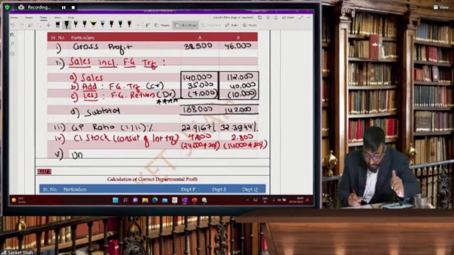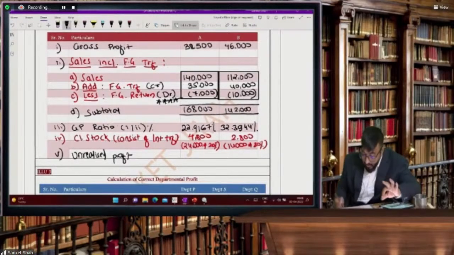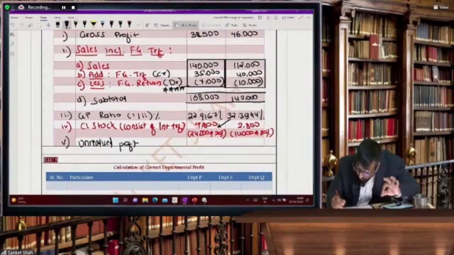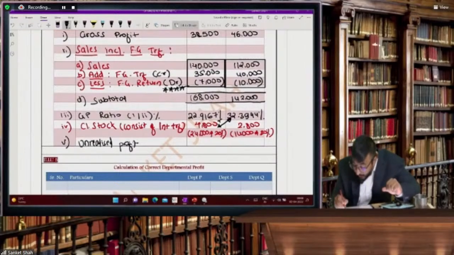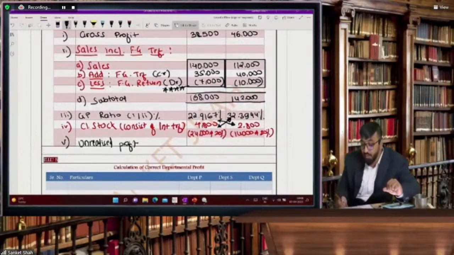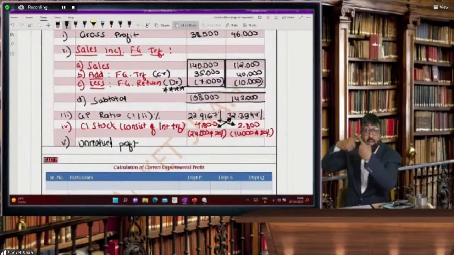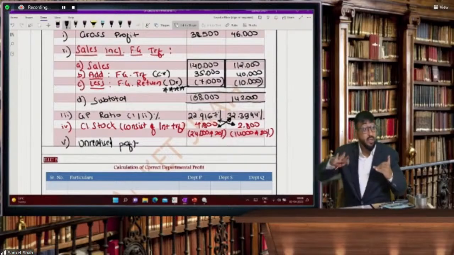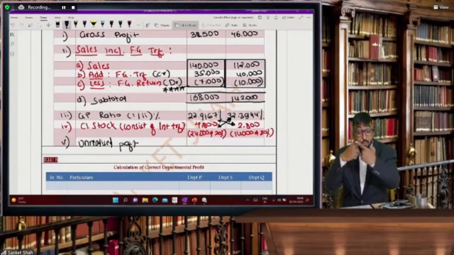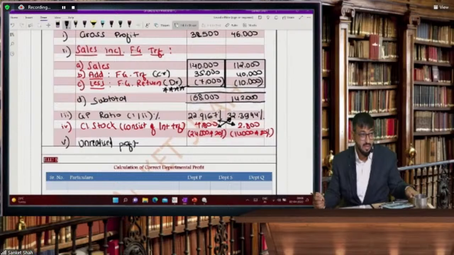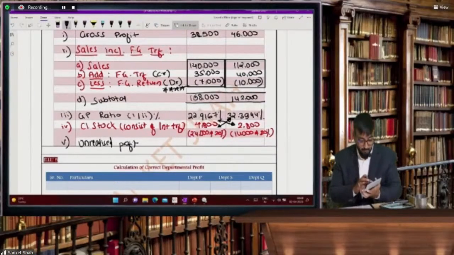Now see, the last one is unrealized profit. Beta, whose unrealized profit is included? That percentage is included in the closing stock. So 4,800 you will multiply by 32.3944, and 2,800 by 22.9167, in cross. A and B are in cross. A's closing stock includes B's loading and B's closing stock includes A's loading. So I will multiply in cross. So how much in 4,800? 4,800 into 32.39.